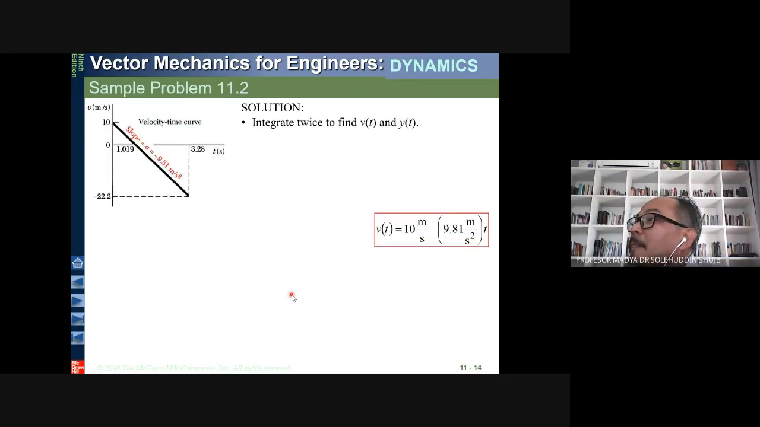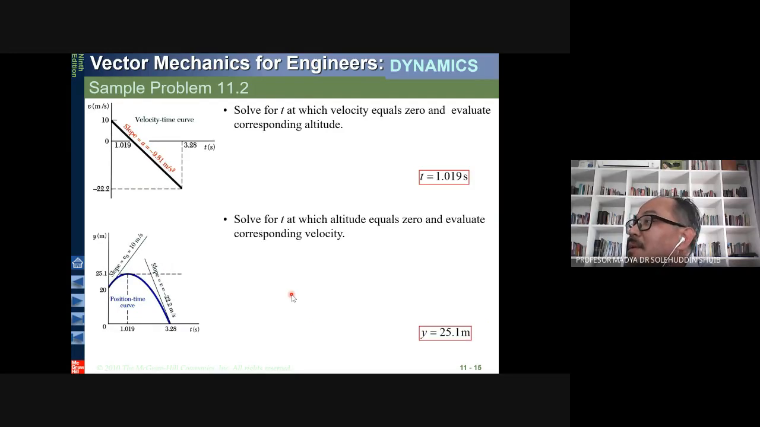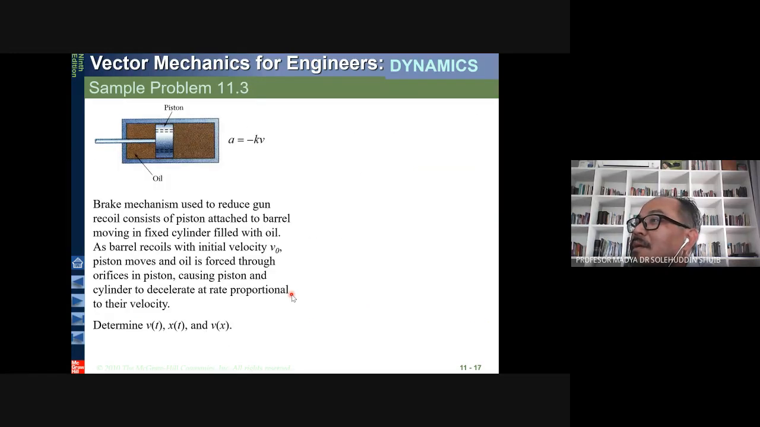Simple. Okay, we look at this example. We take example 11.3. I give you 1 minute to read this example.